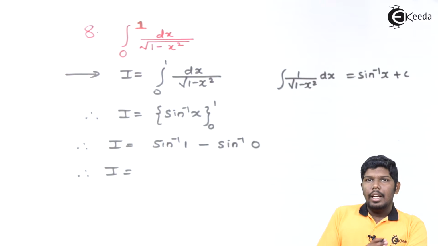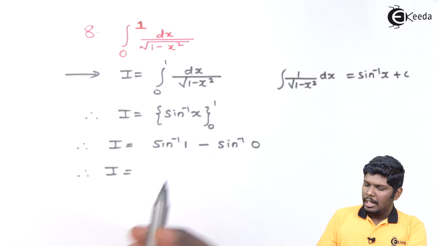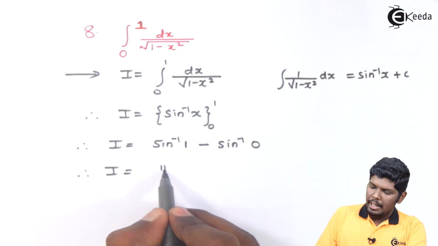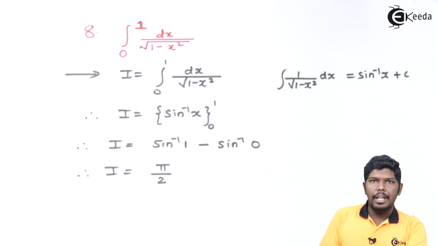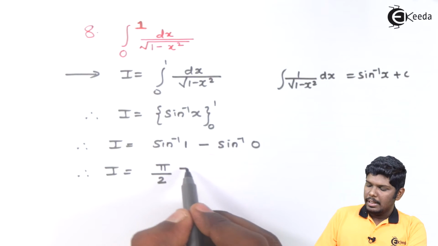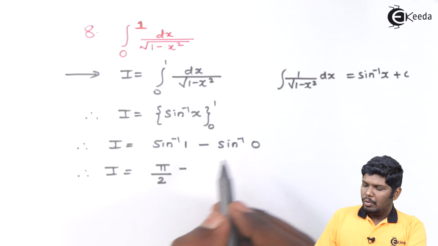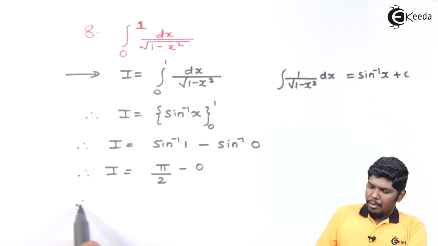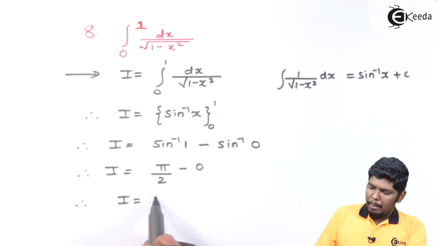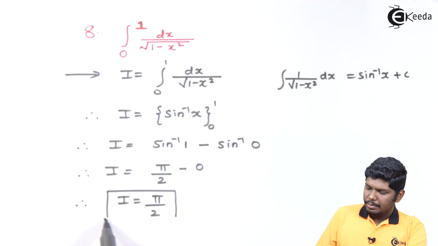It means in the values of sine theta, for sine 90 we have 1. It means sine inverse of 1 is nothing but 90 degree, and 90 degree can be written as pi by 2 radians, minus sine inverse 0. For the values of sine theta, the value of sine theta is 0 only when theta is 0. Similarly, sine inverse 0 will be also 0. Therefore I is equal to pi by 2. This is our final answer.